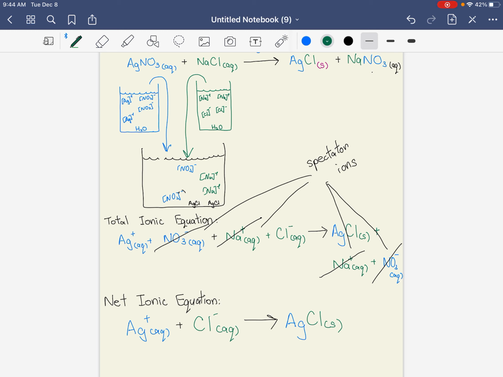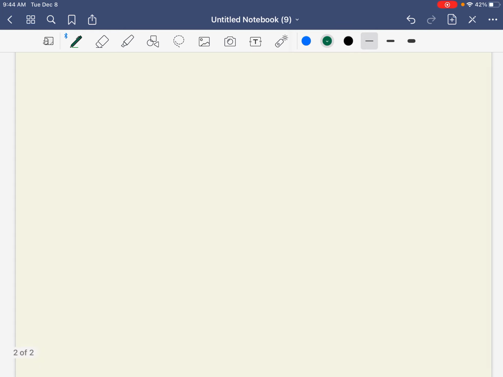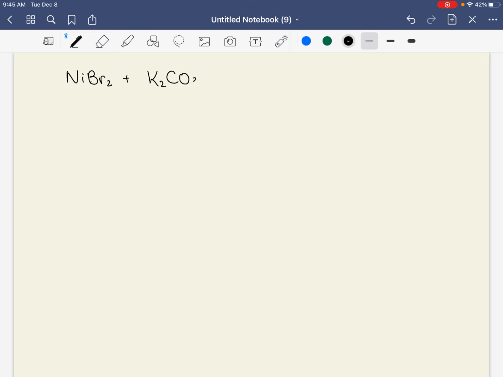Actually, let me do another net ionic equation first. I guess that has more than one in terms of coefficient involved. Okay? So that way you see a different scenario. So let me do one more of these first. Okay, so the idea here is, let me come up with one. Oh yeah, let's do this one. Let's say NiBr2 plus K2CO3. Okay, there will be some sort of coefficient here. You can bet on that one.